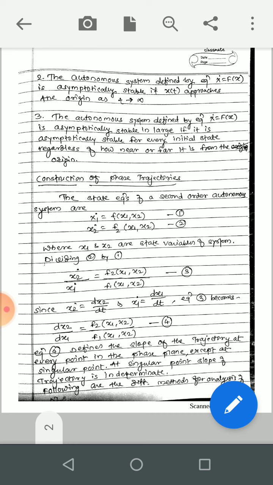Now here we can see that equation 4 defines the slope of the trajectory at every point in the phase plane except at the singular point. At the singular point the slope of the trajectory is indeterminate. So we will see what are the different methods for the analysis of nonlinear systems. So, methods of analysis.